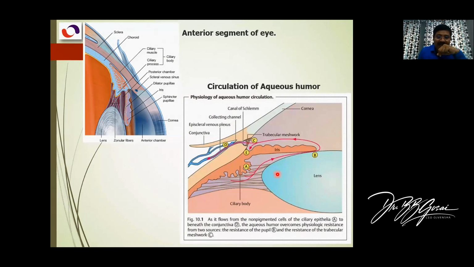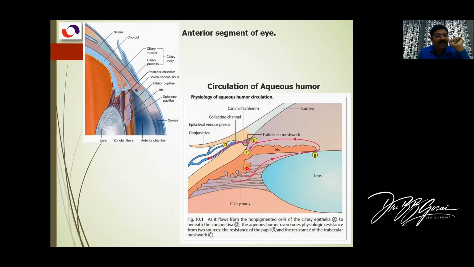And between the lens and the iris, a smaller chamber is the posterior chamber. So the anterior segment is divided into two chambers. Anterior chamber, which is a bigger one, and posterior chamber, which is a smaller one. Anterior chamber is in front of the iris, and posterior chamber is behind the iris. And the aqueous humor, the fluid, comes from the ciliary body here.